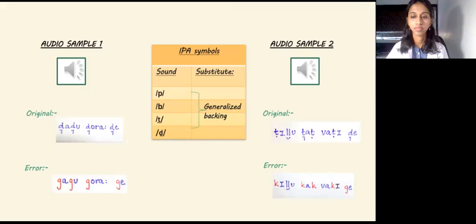Here you would have observed that the sounds t and ʈ were substituted by k wherever they were supposed to be produced according to the target sentence, as well as the sound d in the last word was substituted by the sound g. Let's hear it once again.